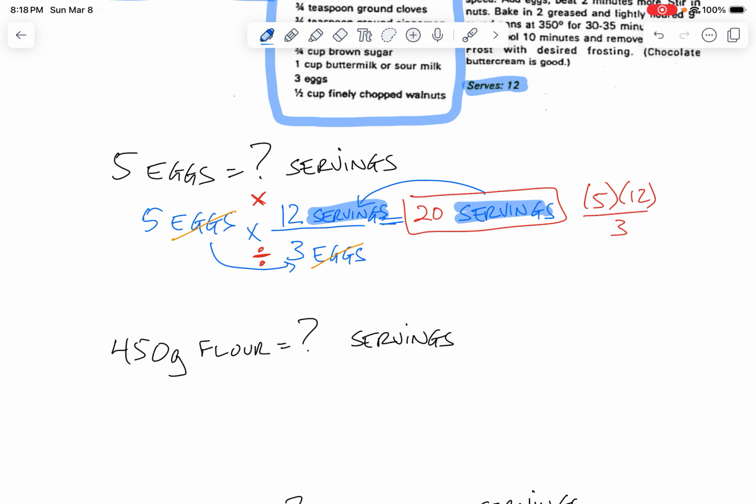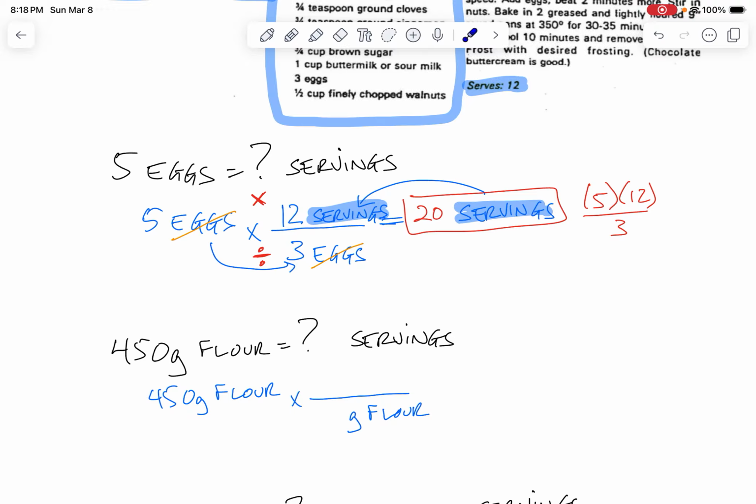This one's saying, what if I have 450 grams of flour? How many servings could I make? Again, we're assuming that's all the flour we have. We want to use it up, and we have way more of the other ingredients than we would possibly use. So when I start out my conversion factor, I need to have grams of flour on the bottom. One thing that always helps me is putting my units in first before I try to put any numbers.